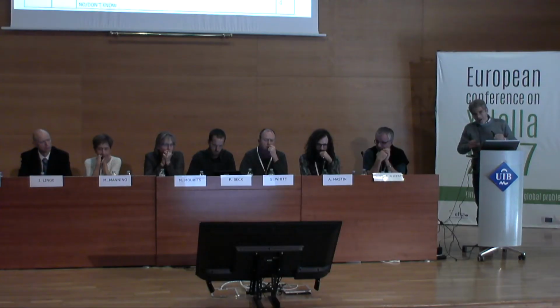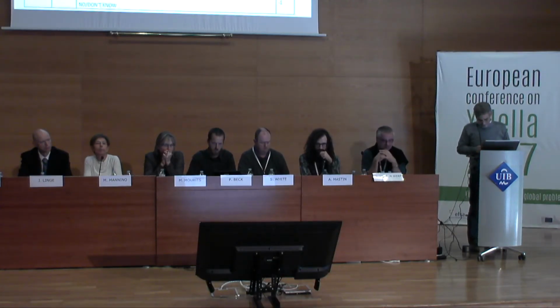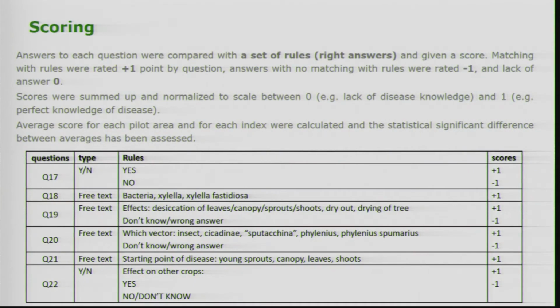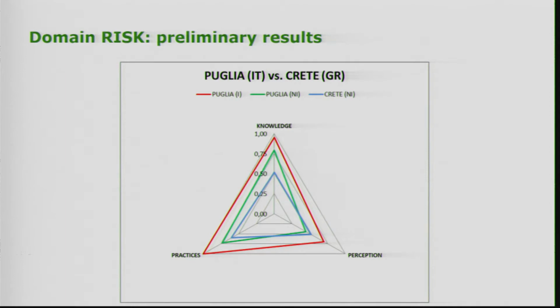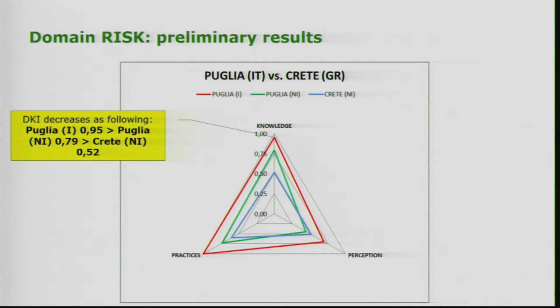Well, I don't want to go into the detail of the scoring. We simply have a scoring between +1 and -1, including 0, and depending on the question, we normalize the scoring statistically. I would prefer to go directly to the outcomes. Let's see the outcomes in the domain of the risk, the preliminary results.